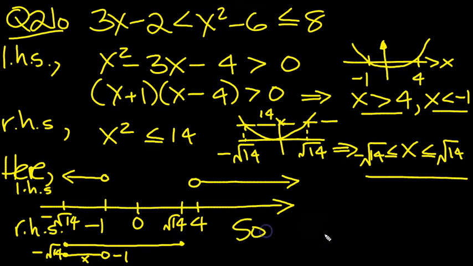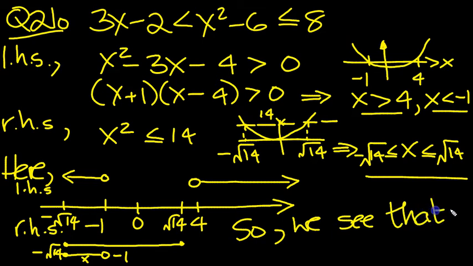So we can see that x can go up to, but not touch, minus 1, and it can go down to and touch minus the square root of 14.